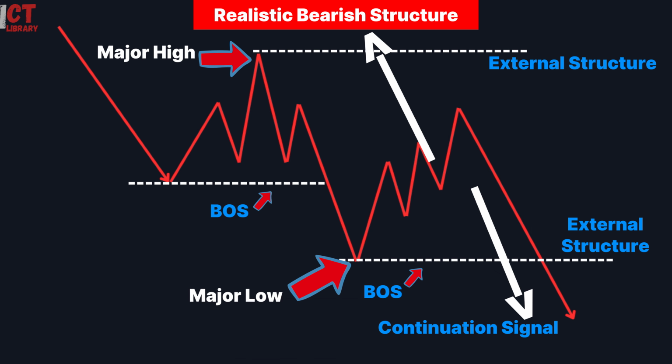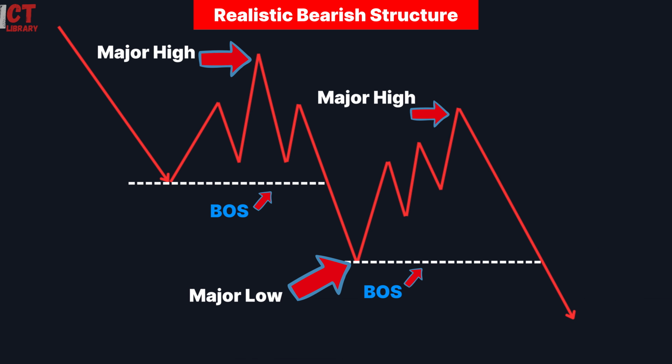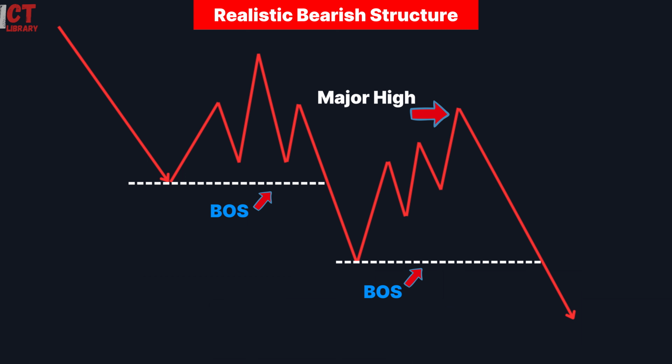As price retraces upward, it forms internal highs and lows within our defined trading range. Eventually, price resumes its downward movement and breaks below the major low. This internal high at the extreme becomes the new major high. This is because it marks the final internal peak before the strong bearish impulse. Following this move, price retraces again, forming a new major low.